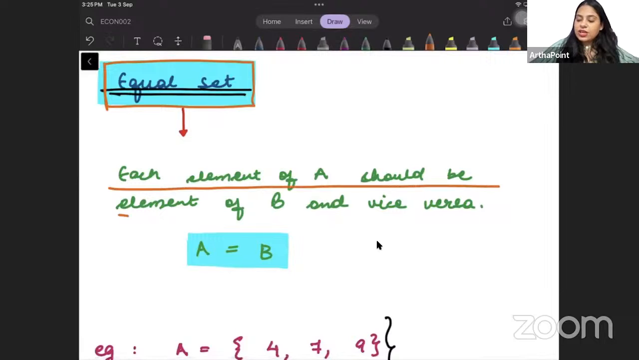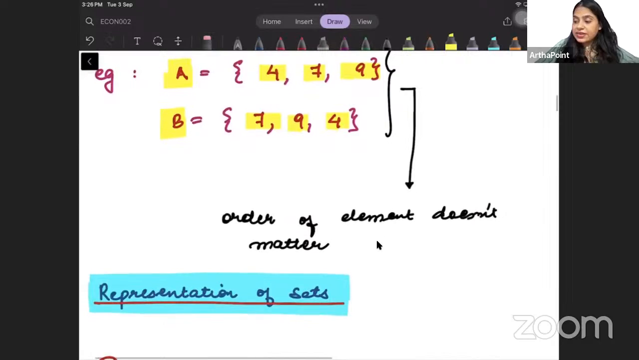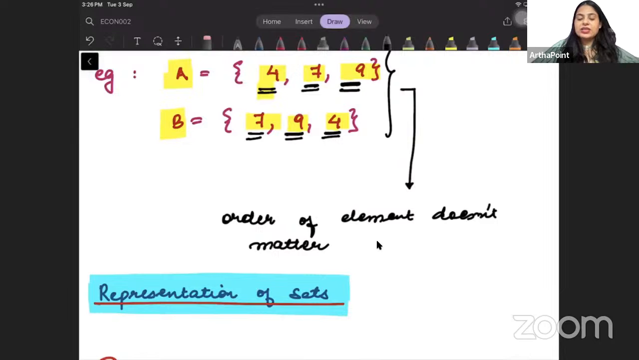Each element of A should be equal to each element of B and vice versa. For example, take here. Set A is 4, 7 and 9. Beta, set B is 7, 9 and 4. It does not matter what the order of the set is. But the elements are the same, na? 4 is here, 4 is here. 7 is in A, 7 is in B. 9 is in A, 9 is in B.